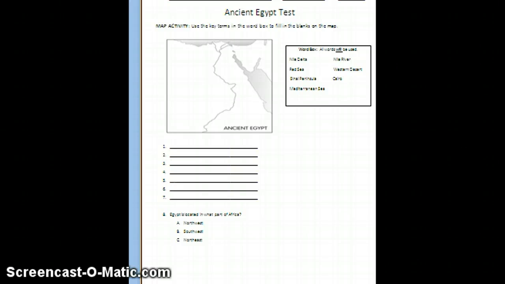Ancient Egypt test. Map activity. Use the key terms in the word box to fill in the blanks on the map. Word box. All words will be used. Nile Delta, Red Sea, Sinai Peninsula, Mediterranean Sea, Nile River, Western Desert, Cairo.